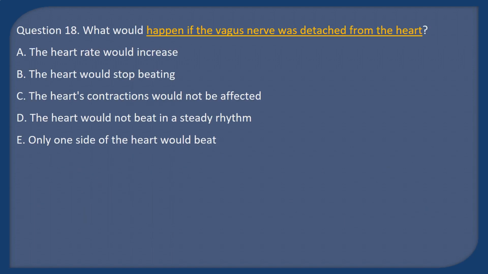Question 18. What would happen if the vagus nerve was detached from the heart? A. The heart rate would increase. B. The heart would stop beating. C. The heart's contractions would not be affected. D. The heart would not beat in a steady rhythm. E. Only one side of the heart would beat.